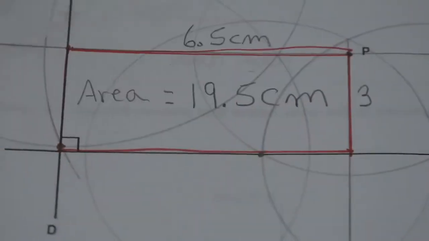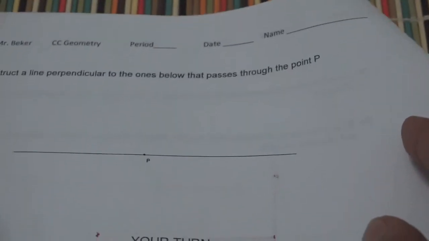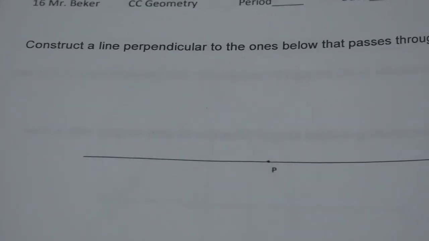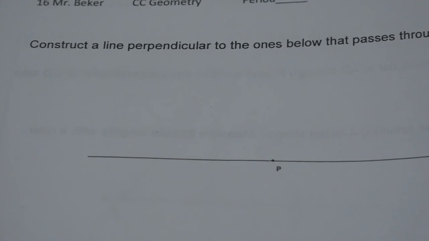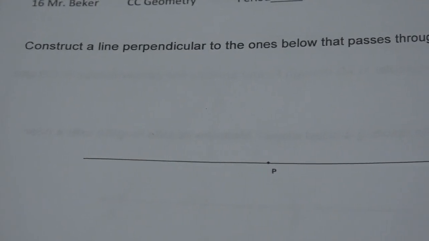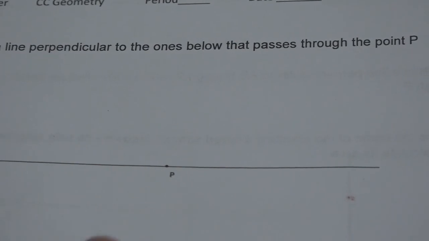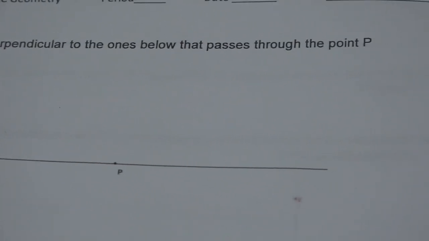Okay, let us move on to the next problem. It says, construct a line perpendicular to the one below that passes through point P.